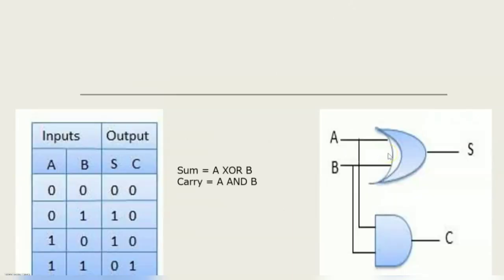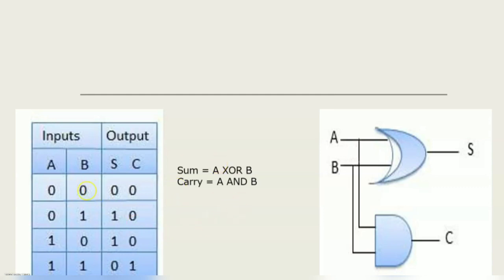Next, let us see the inner circuit diagram and also the truth table. This is the truth table of a half adder. A and B are the two inputs, and the outputs are sum and carry. S indicates sum, C indicates carry. If you give 0, 0, sum is 0, carry is 0. For 0, 1, sum is 1, carry is 0. For 1, 0, sum is 1, carry is 0. For 1, 1, the sum is 0 but the carry is 1. This is the truth table.